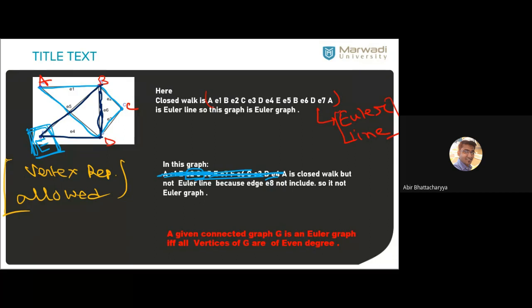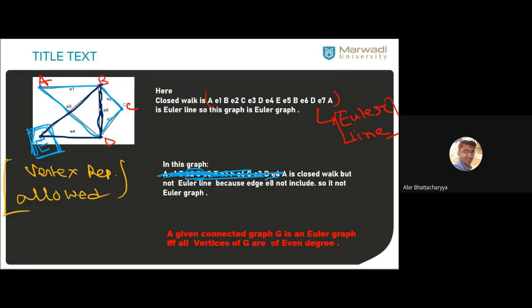So it is a closed walk. So 3 points you need to remember. First point is the closed walk. Second point is all edges you have to cover. Edge repetition is not allowed. Vertex repetition is allowed. So you have to find such a walk.